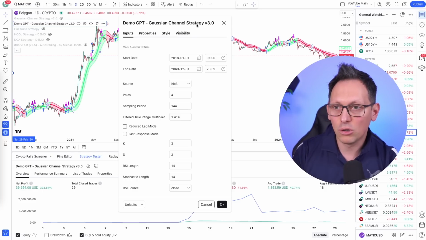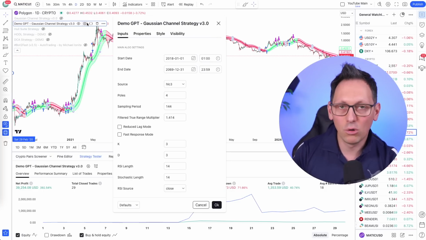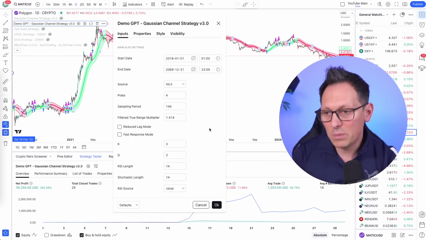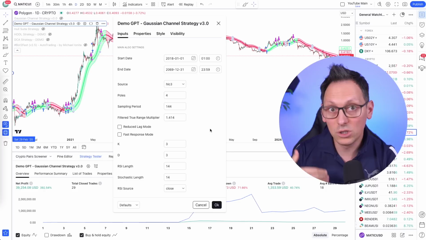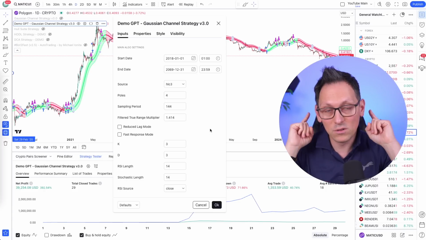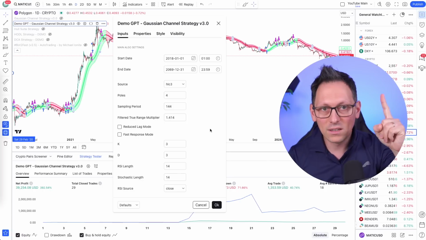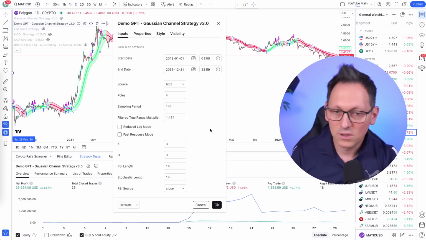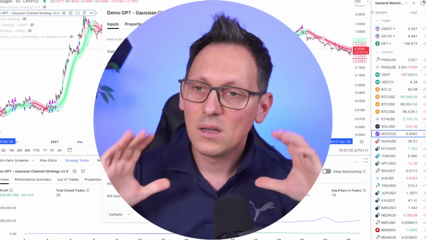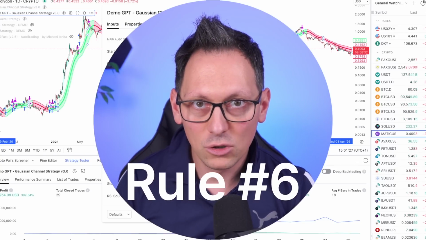So it doesn't mean the Gaussian channel, the improved one is bad or the old one is bad. It's just that you need to figure out the right configuration. Maybe you need to add another indicator to it, which we know how to do, right? Because we have the AI video that you guys love. It's linked up above, okay? So that is the message here, guys. Make sure to not overfit your strategy to one coin only.